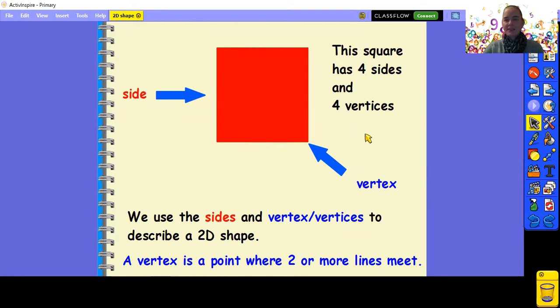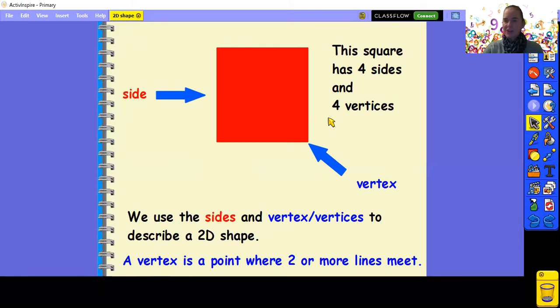Also has 4 vertices, and you'll see that here it says vertex. If a shape has 1 vertice, it's called a vertex. More than one is called a vertice. So a vertice or a vertex is a point where 2 or more lines meet. So we've got one side here and another side here meeting at the vertex. You might have called this in the past a corner, but the proper mathematical language for it is a vertex or a vertice. Okay, so now we know the language, side and vertice.